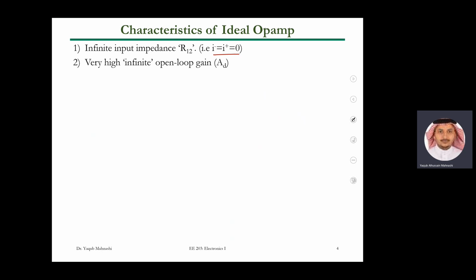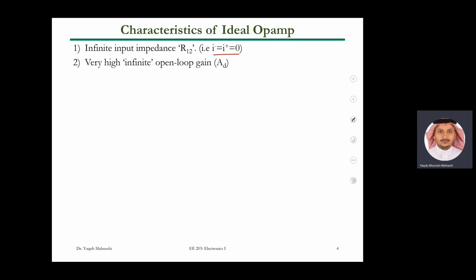The second thing, we have a very large differential gain. We said earlier that V out is the differential gain times V positive minus V negative, right? It amplifies this difference. So now the differential gain will be very, very large, and we can assume it to be infinite. By the way, the usual 741 has about 100,000 gain amplification, which is 100,000 volts per volt.